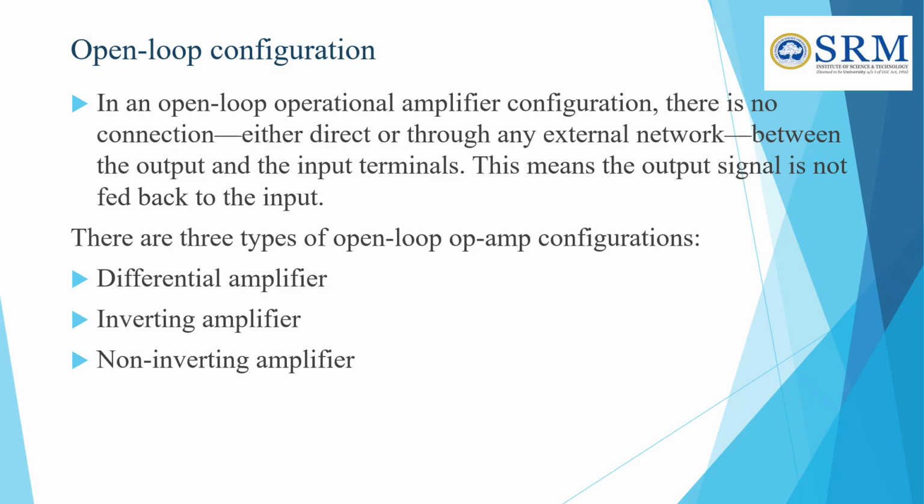There are mainly three types of open loop op-amp configurations. They are the differential amplifier, which amplifies the difference between two input signals; the inverting amplifier, where the input is applied to the inverting terminal and the output will have a 180-degree phase shift; and the non-inverting amplifier, where the input is applied to the non-inverting terminal, so the output is in phase with the input.